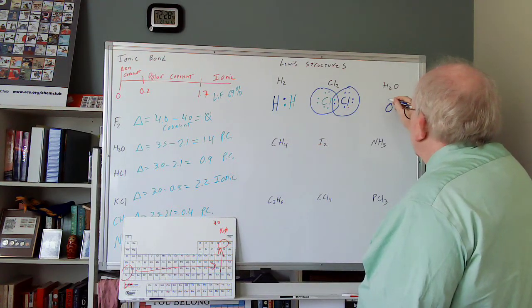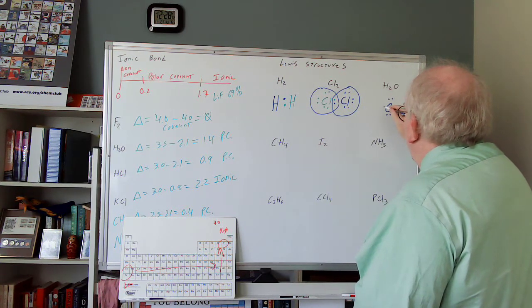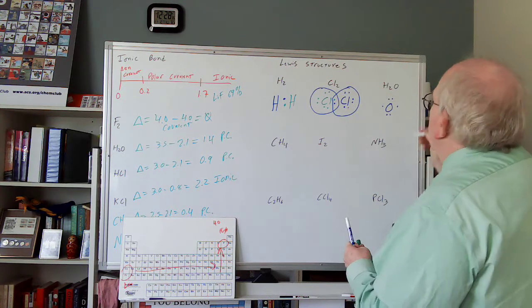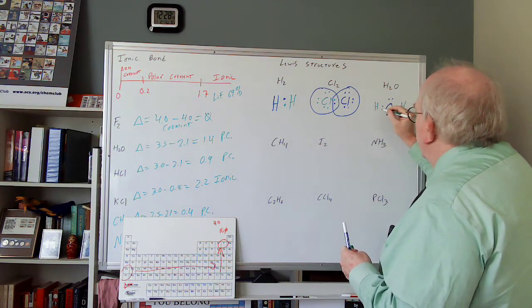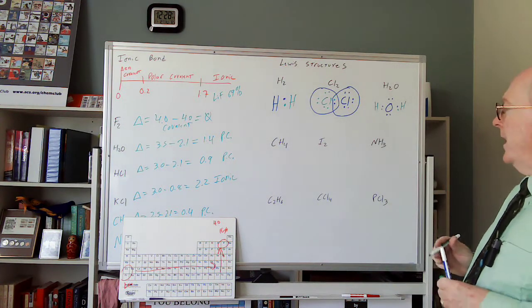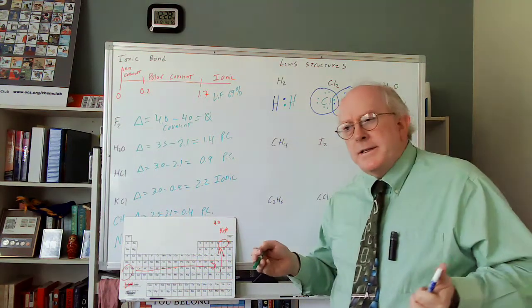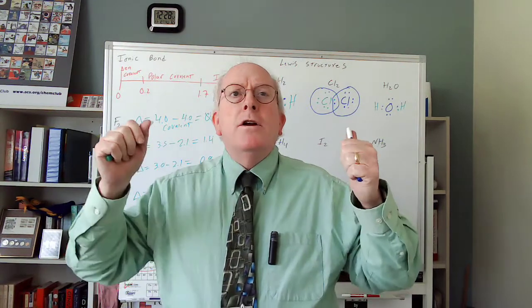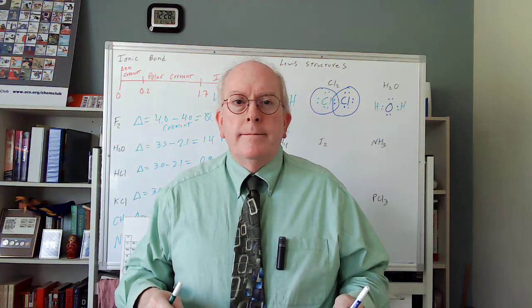Oxygen has 6. So the way I'm going to draw them is 2 pairs and 2 that are alone. And the hydrogens each come in with 1, H, boom, H, boom. There we go. Now, I think you know how to do this. I really do. So why don't you pause the video for a second, try and draw the next 6, and then tune back in.